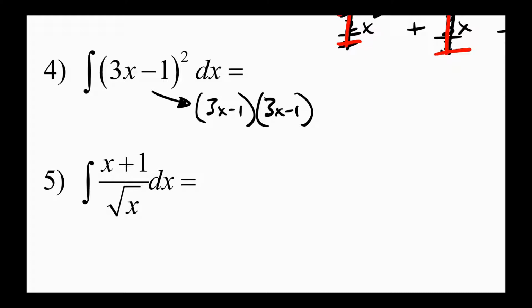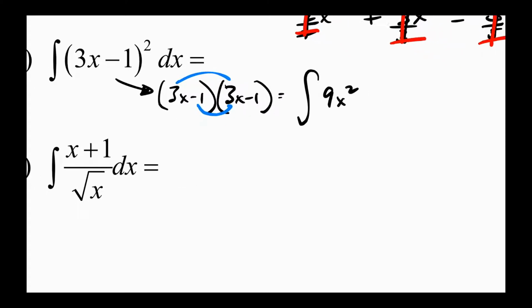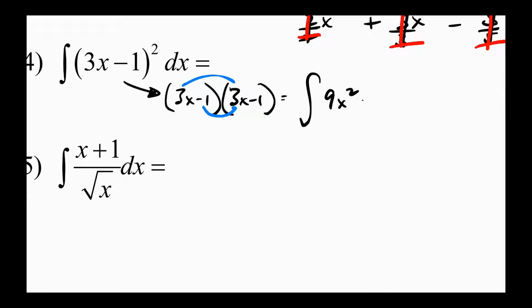So I'm going to FOIL real quick, distribute. First, 9x squared. Inner, negative 3x. Outer, negative 3x. Last, positive 1.